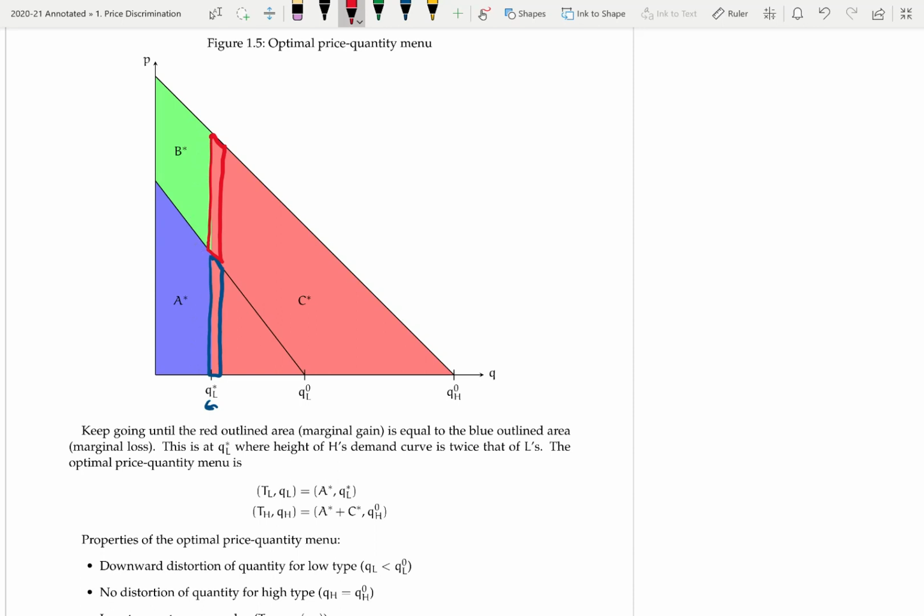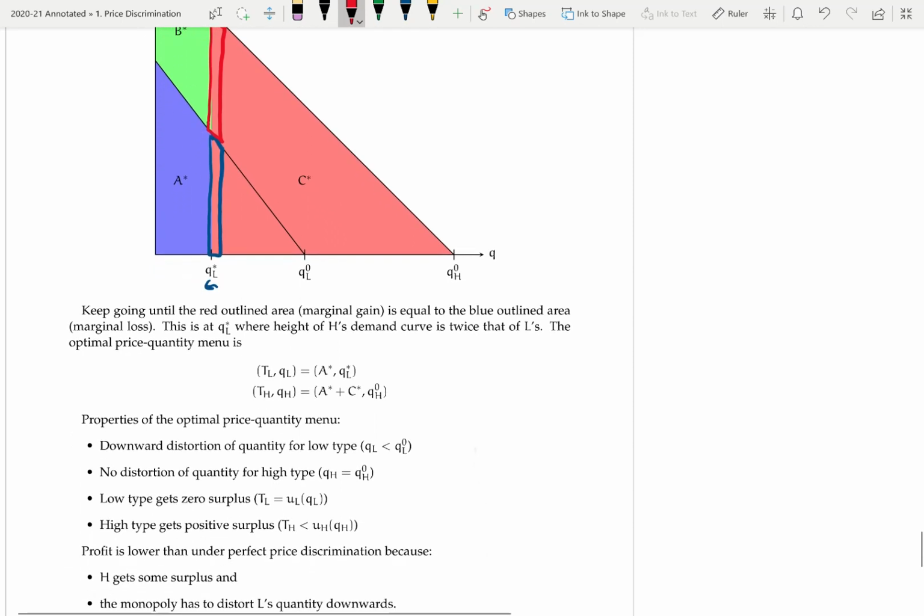So let's look at the properties of the optimal price quantity pair. There's a downward distortion of the quantity for the low type. That is, the optimal quantity is less than the efficient quantity, or the quantity we would get under first degree price discrimination. There's no change in the quantity for the high type. We don't want to reduce that quantity because that just reduces the willingness to pay and the profit. The low type gets 0 surplus, so this is just the willingness to pay. Sorry, I've used slightly different notation here. This is the willingness to pay of consumer L for QL, where QL is this quantity here.